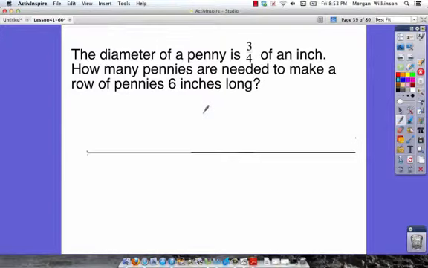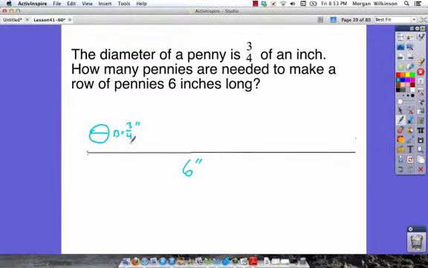Now the next question says, the diameter of a penny is 3/4 of an inch. How many pennies are needed to make a row of pennies 6 inches long? So I've made a line here already. It's about 6 inches long. Now if we have a penny that's 3/4 of an inch, and we're going to approximate this, the penny's diameter, the distance across the circle through its center, d, is equal to 3/4 of an inch. Double tick marks here mean inch. So how many of these would we need to get all the way across our 6-inch line?